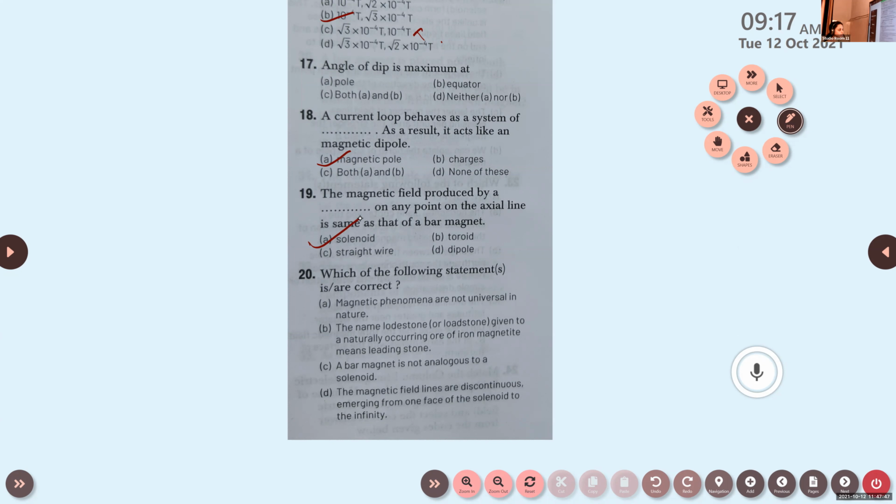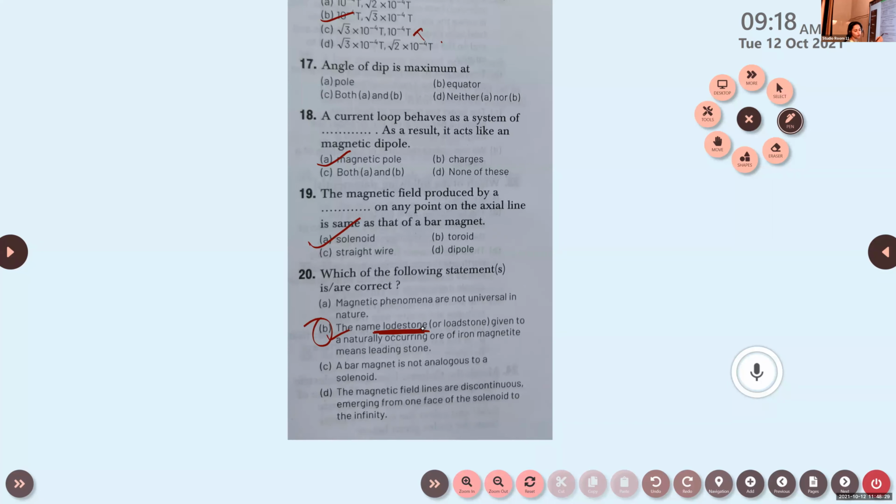Okay, now the 20th question. Which of the following statements is or are correct? Magnetic phenomena are not universal in nature. The name lodestone is given to a naturally occurring ore of iron, magnetite, meaning leading stone. A bar magnet is not analogous to a solenoid. The magnetic field lines are discontinuous, emerging from one face of the solenoid to infinity. Option B. So here, option B is the right answer.